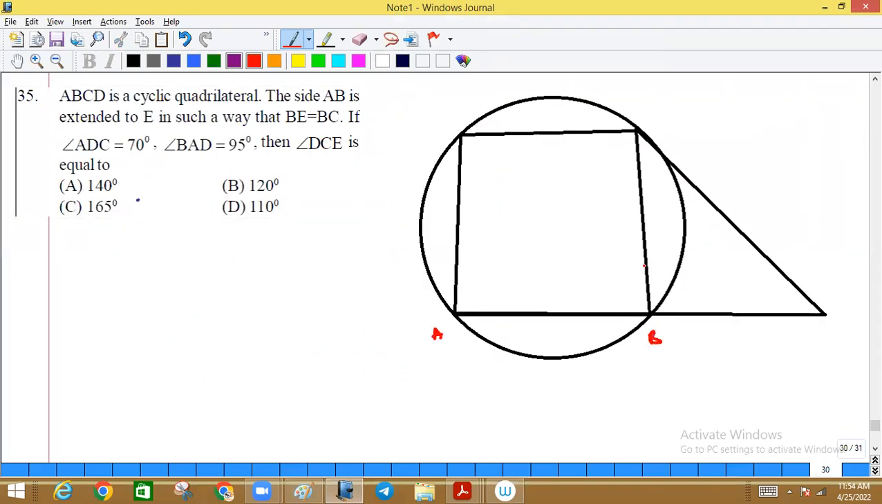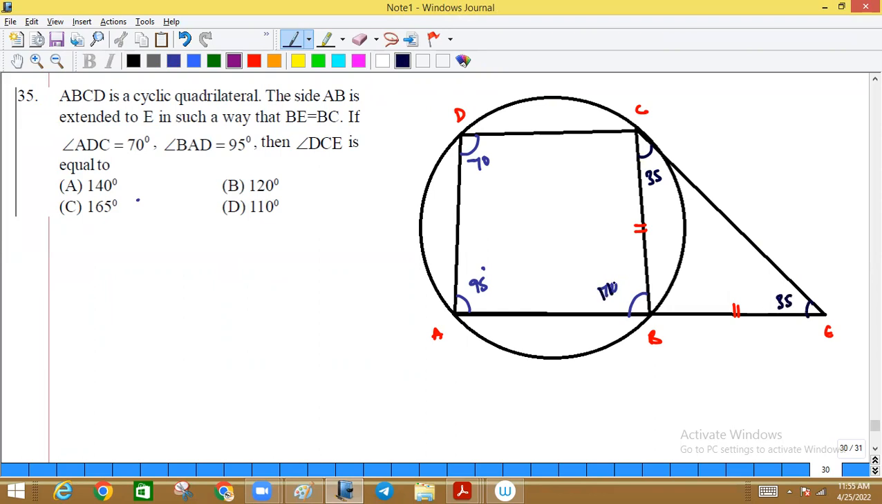A, B, C, D. BE is equal to what? BC, isosceles triangle. ADC is 70 and BAD is 95. Can I say if it is 70, this is also 70? I know it is theta plus theta, therefore it is 35 and 35.